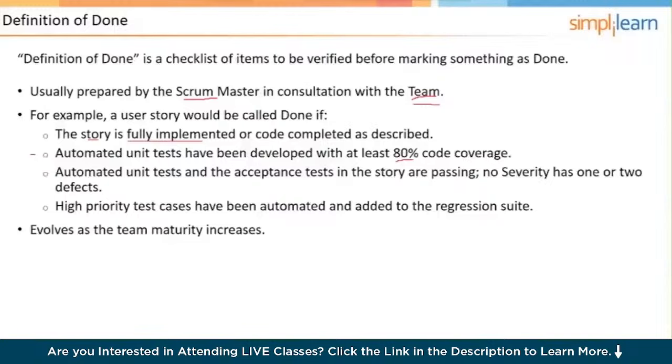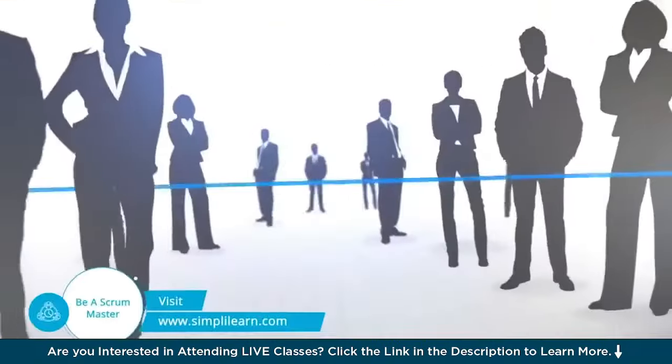And then high priority test cases have been automated and added to the regression suite. The definition of done, we point out, is likely to evolve as the team's maturity increases as the project advances.